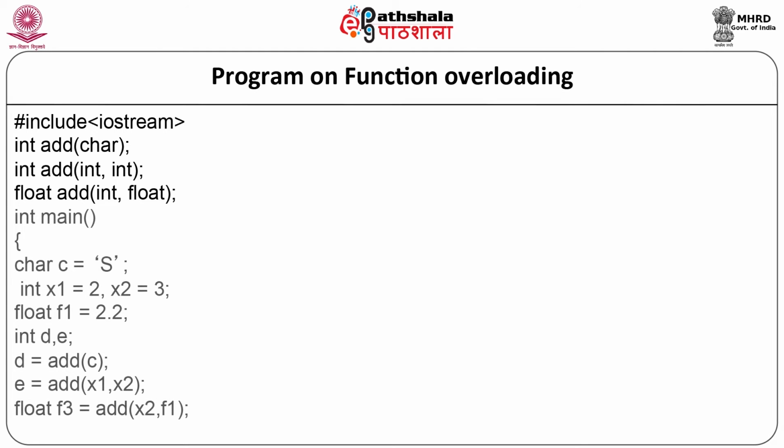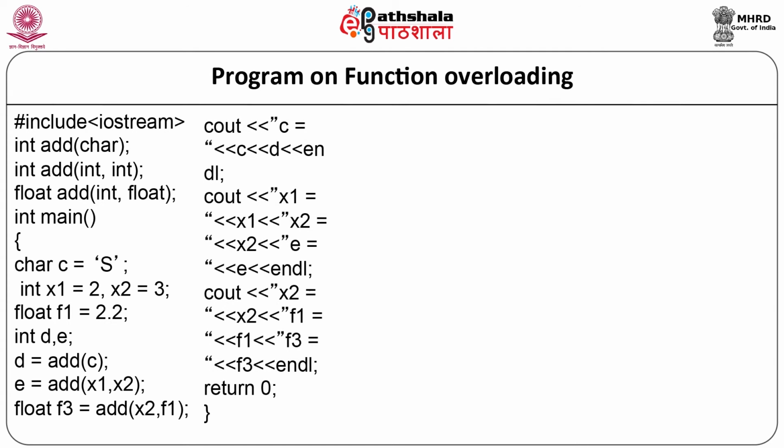Now we will start with the main function. Here x1 and x2 are declared as integers, and f1 is declared as float. Now we are calling a function: int f2 equal to add x1 and x2, where x1 and x2 are both of type integer. Float f3 is equal to add x2 f1, where x2 is of type integer and f1 is of type float. And now we have two cout statements where we are outputting the values of x1, x2 and f2, and second we are outputting the values of x2, f1 and f3, and return 0 where the main function ends.